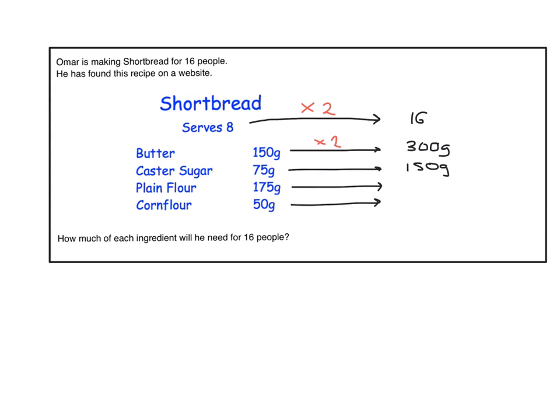175 times 2, if you need to, you can literally just do a little column method or grid method. 5 add 5 is 10, 7 add 7 is 14, 15, 1, 2, so that's 350. And then 50 times 2 is 100 grams. And there's my answers for each ingredient for 16 people.